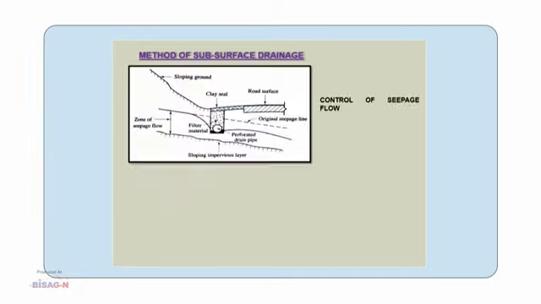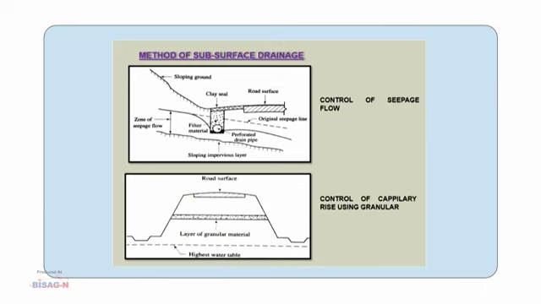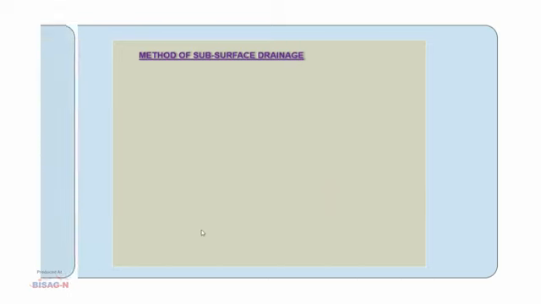Next one is control of seepage flow. This is the way to prevent water from entering the pavement. Control of capillary rise: using a layer of granular material we can provide a way through which the water table can be lowered.